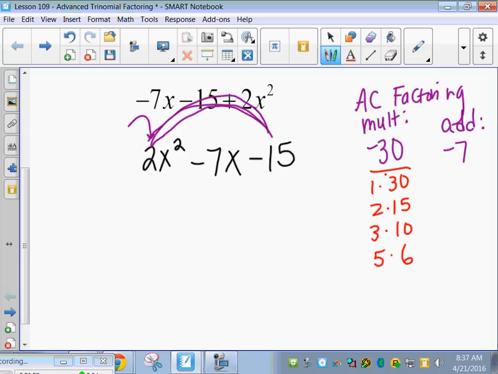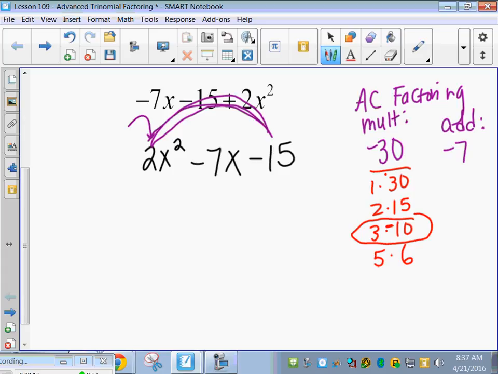So Micaiah, which one do you think it is? 3 times 10. And Lucas, which one of those has to be negative in order to add to a negative 7? Yep. So I have 3 times negative 10, which multiplies to negative 30, and 3 plus negative 10 adds to negative 7.